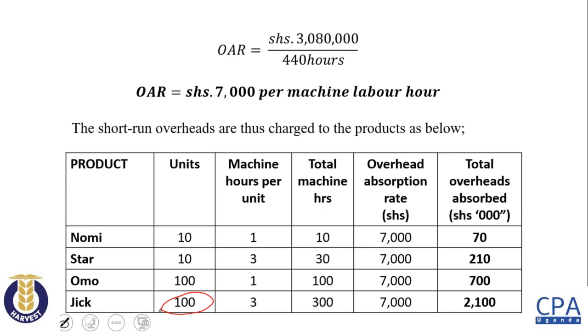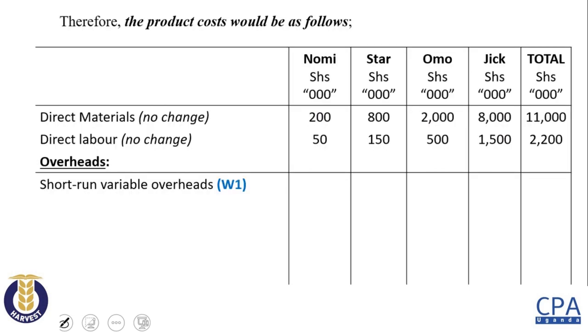So these are the figures I'm going to pick up and now take to our ABC computation schedule. So straight away to the ABC computation schedule, under working number 1, I bring in, of course, as we have seen, 70,000 for Nomi. We have 210,000 for Star. We have 700,000 for Omo, and then finally we have 2.1 million overhead charged to Jik in total.